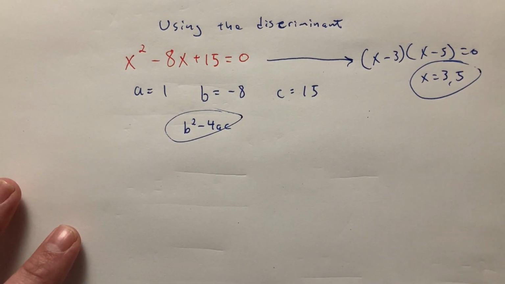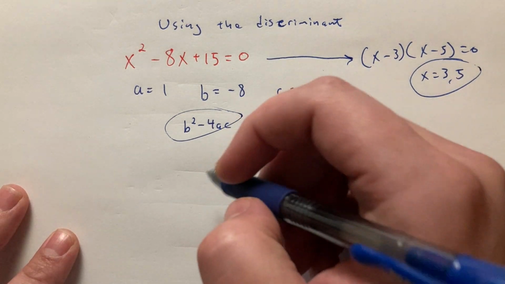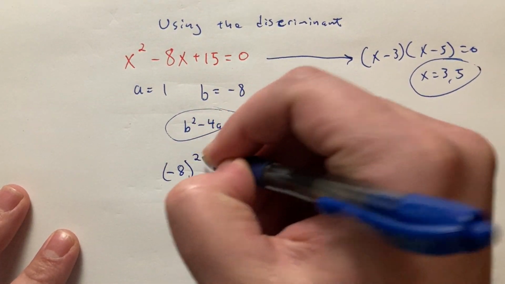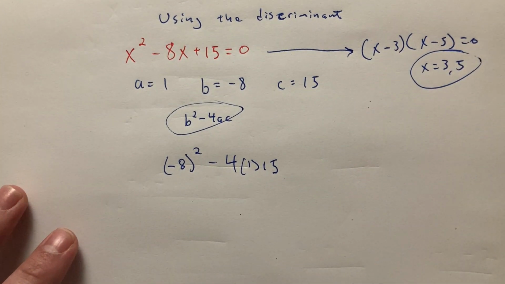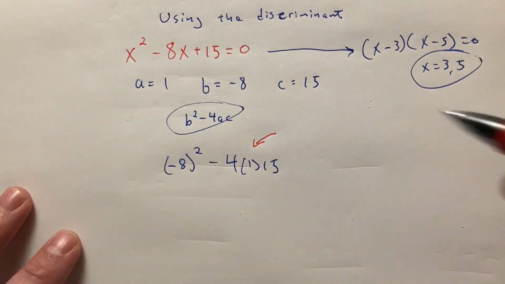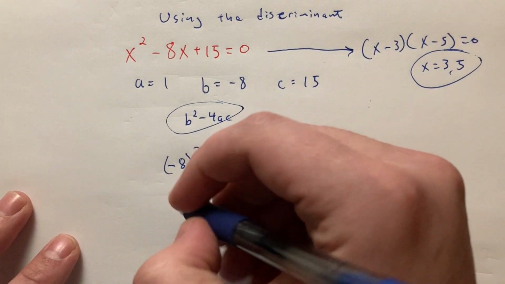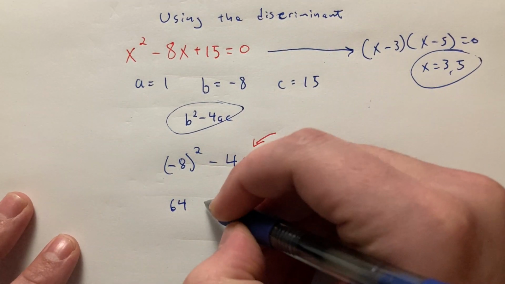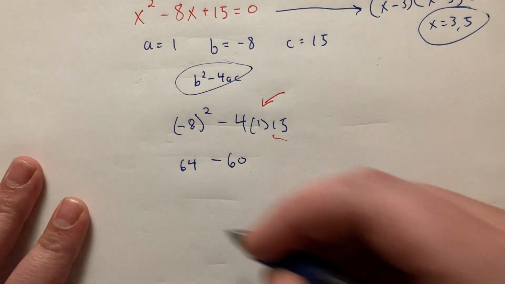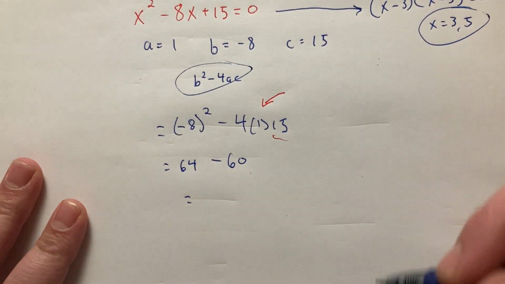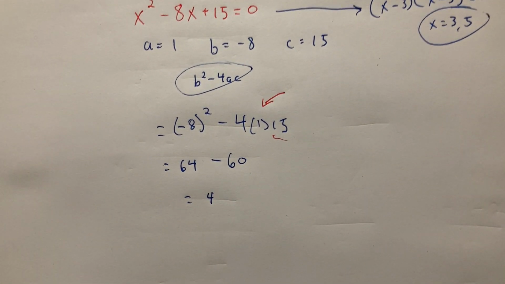Here we've got 2 solutions. The discriminant here, b squared minus 4ac. Let's see, -8 squared minus 4 times 1 times 15. Again, just my style to put this bad boy in parentheses and then leave that out there. -8 squared is 64 minus 4 times 1 times 15 is 60. I'm struggling with my equal signs today. Equals 4.